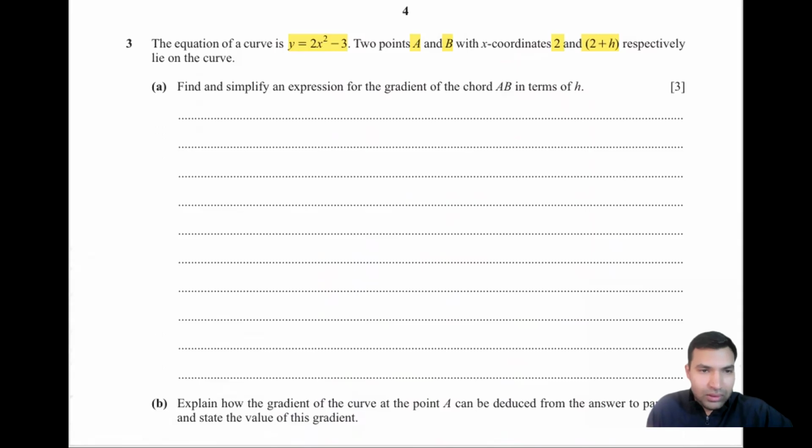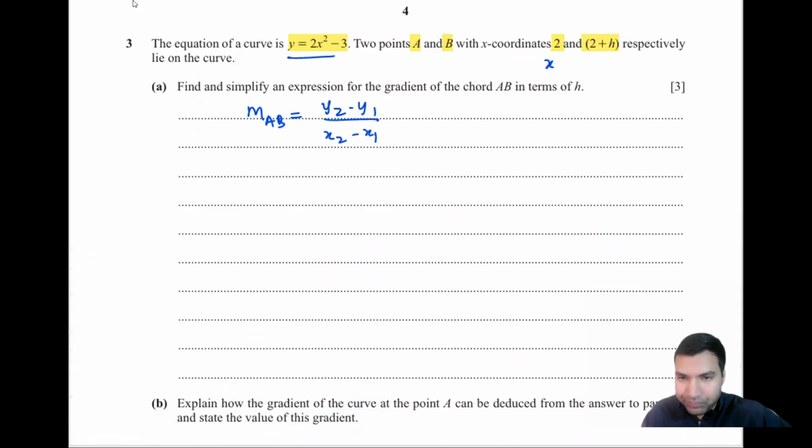All right, so now the equation is given to us, right? Now I need to find basically the gradient of the chord AB. So I can write the formula as y2 minus y1 over x2 minus x1. So clearly I can say here that for A, the x value was given, and for B, the x value was given.